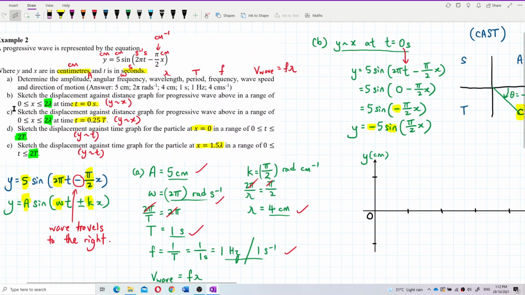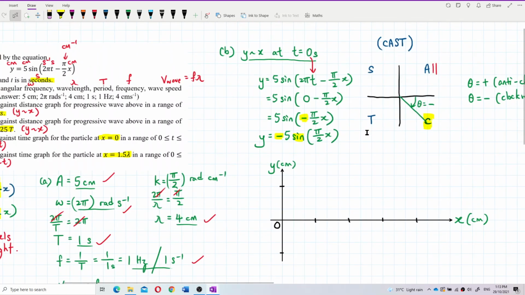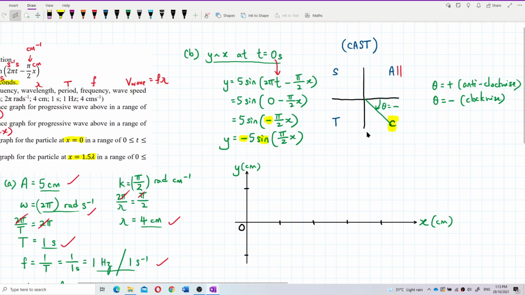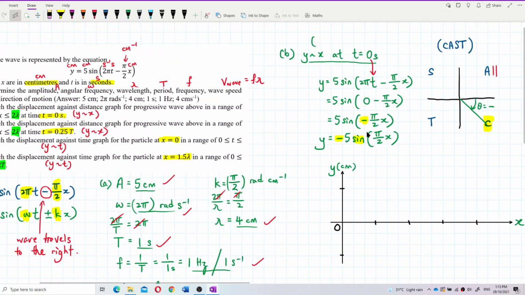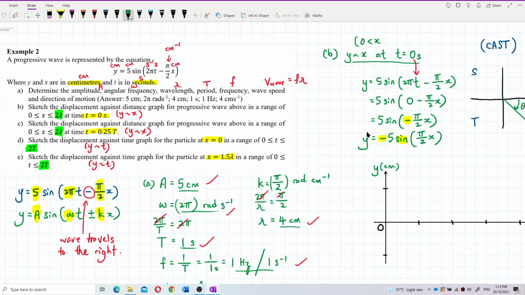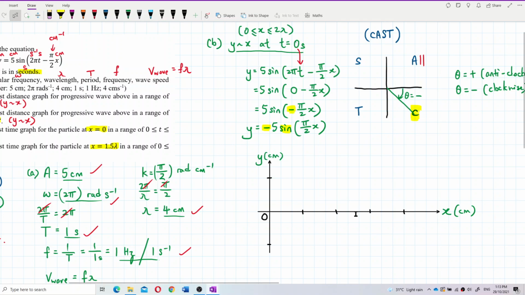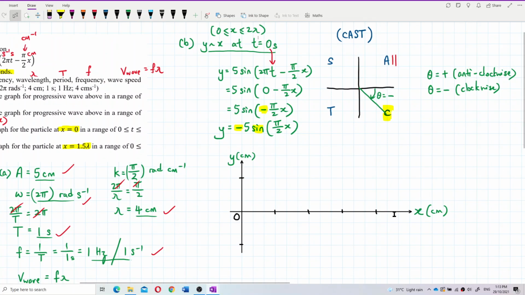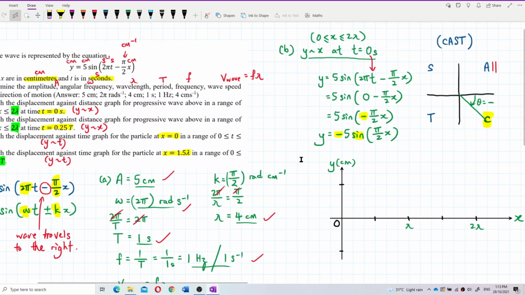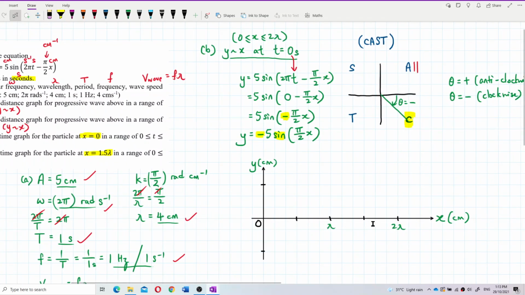We need to draw 0 to 2 lambda for x. 0 to 2 lambda. That means I need to draw a range of 0 to 2 lambda. So that means for this x, I put here as 1 lambda, and this is 2 lambda. I must show 2 lambda because the requirement is until 2 lambda. So I must put my graph as 2 lambda.